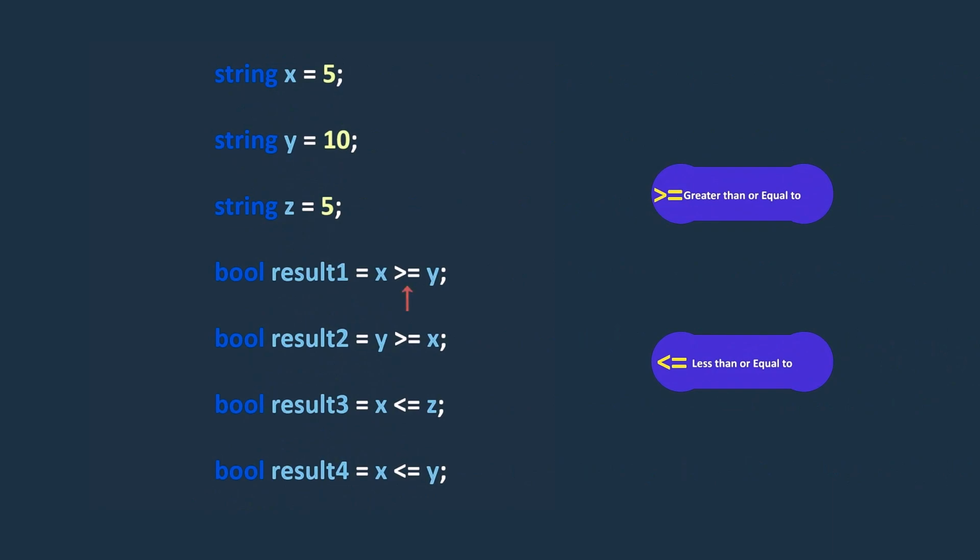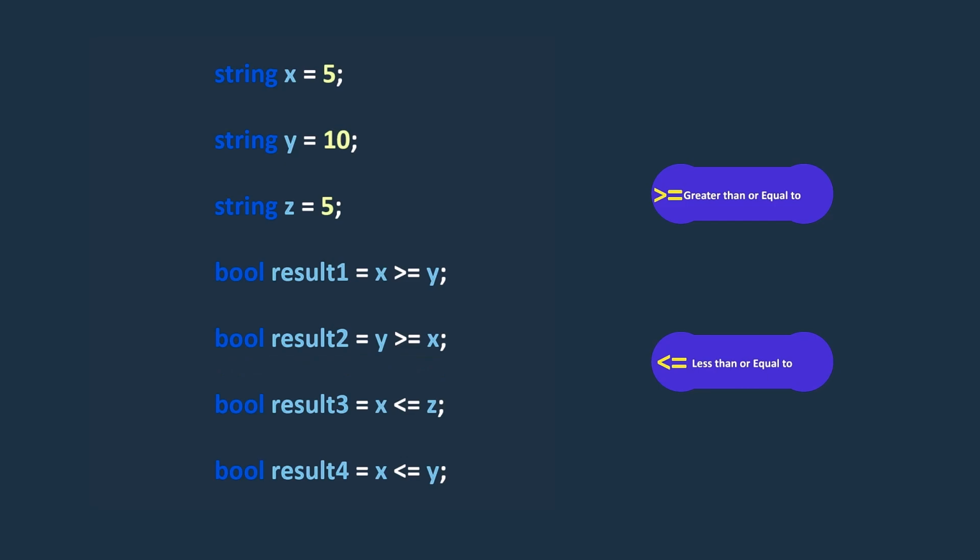Alright, greater than or equal to operator checks if the left operand is greater than or equal to the right operand. On the other hand, less than or equal to operator checks if the left operand is less than or equal to the right operand. Let's check previous examples by these operators. In these examples, since 5 is not greater than or equal to 10, the value of result 1 would be false again. And the value of result 2 would be true since 10 is greater than or equal to 5.